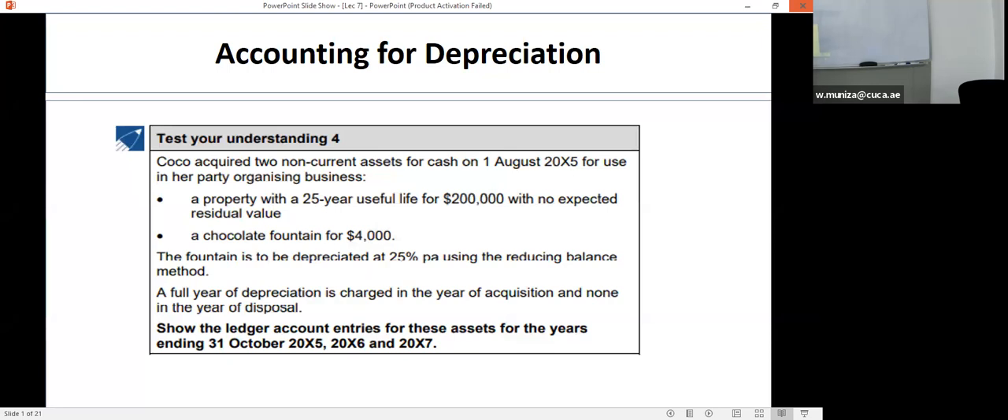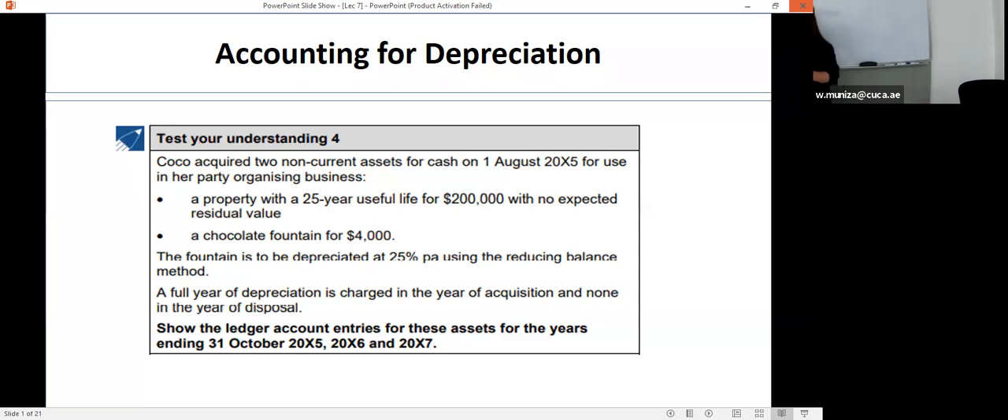So what is the cost of the fountain? $4,000 multiplied by 25%. At 31st October 2005, depreciation will be how much for the fountain? 4,000 multiplied by 25%. How much is it, students? $1,000. So 1,000 we are going to write. Afaq, are you clear, dear? Okay, now, no more accounting entries in this year.